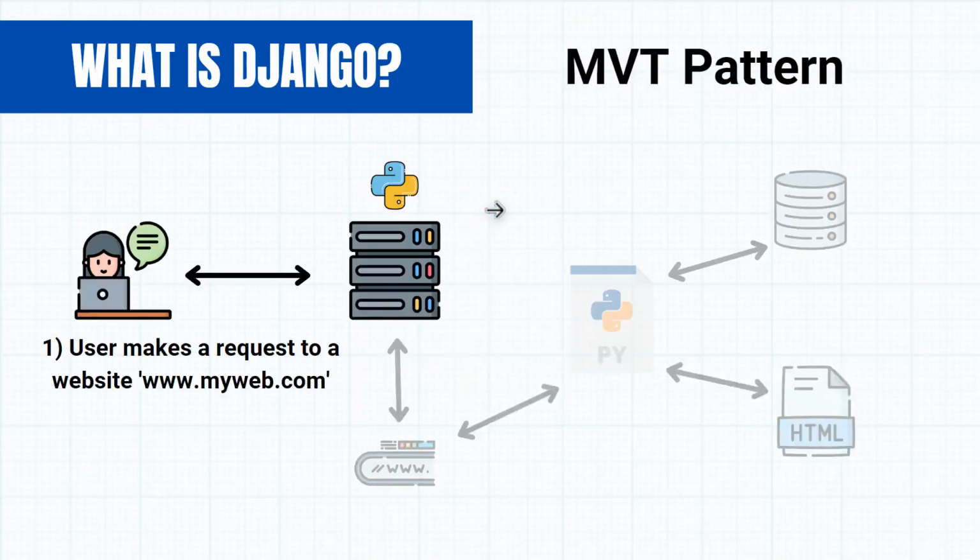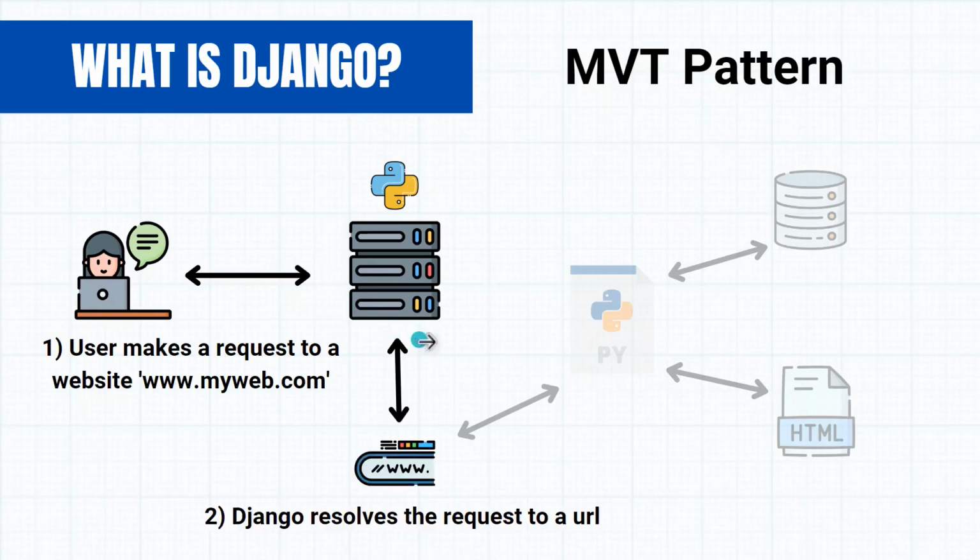And now we're just going to go through an example request and response cycle within Django and showing where this MVT pattern sits and where all of the pieces are within our Django project. So the first step is the user makes a request to a website. So they want to go to some website, myweb.com or google.com or spotify.com, some website from their browser. And that gets sent over to the server where your Django project is running.